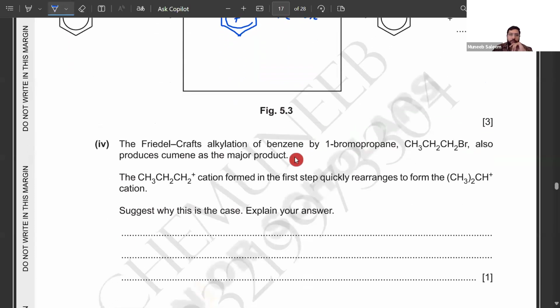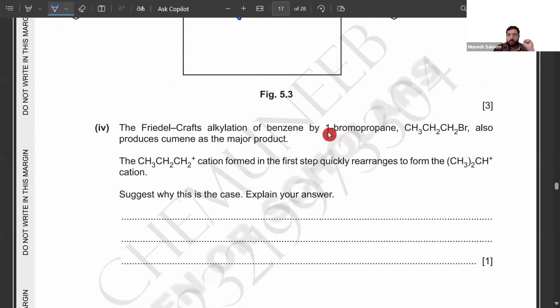Now the next part: the alkylation of benzene by 1-propene also produces cumene as a major product. This cation from the first type quickly rearranges to this. It's just fine. All right. Now it says that if there is another reaction in which we use 1-propene, then it should form this cation. But this cation is converted into this cation. Why does it happen?